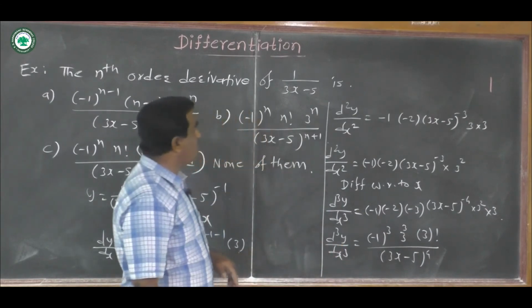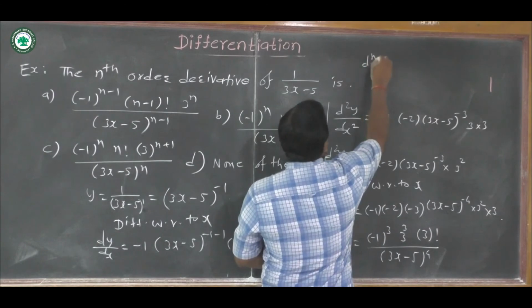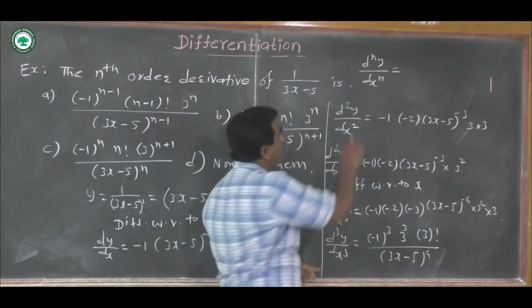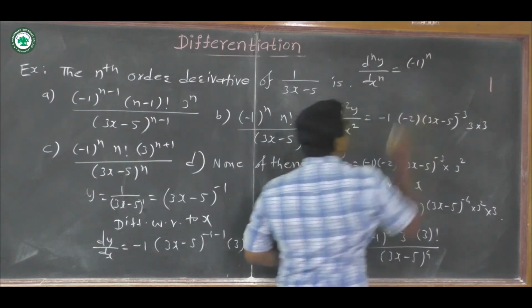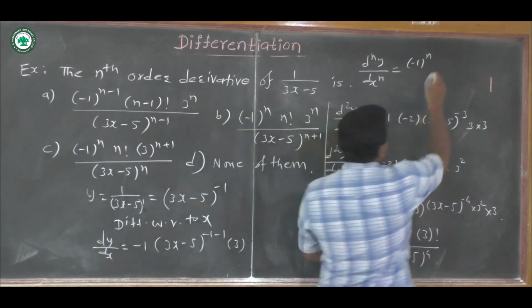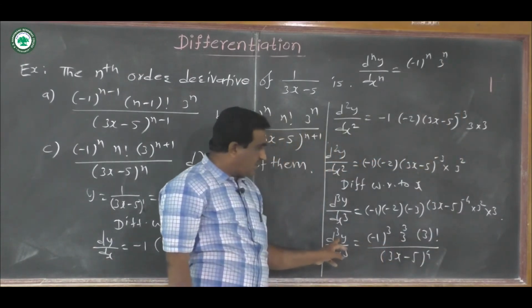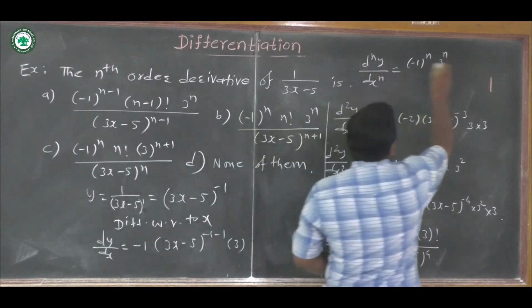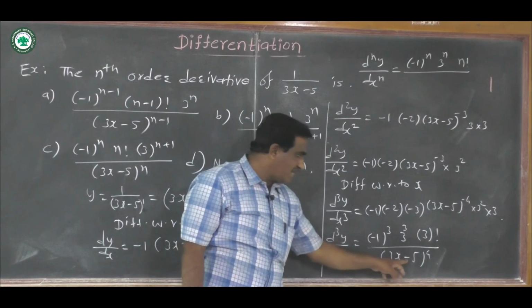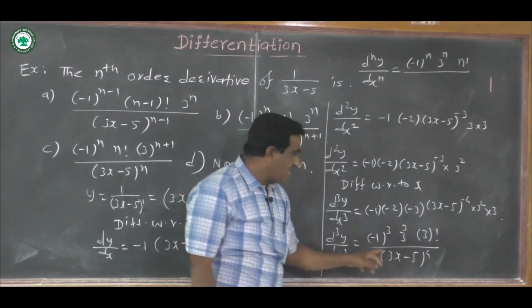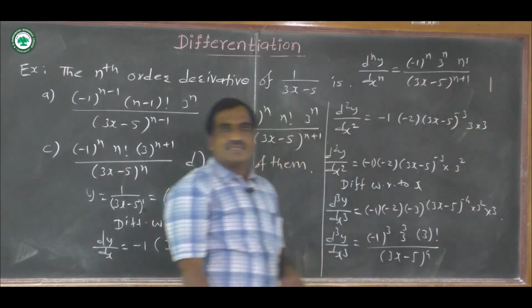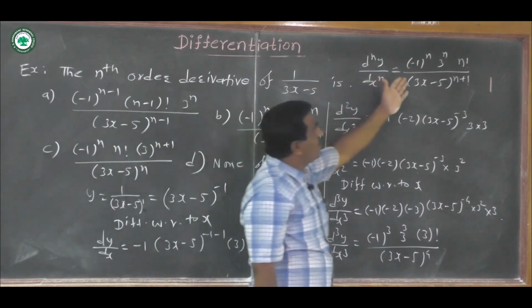Now from this third order derivative, we can write the nth order derivative directly. d^n y by dx^n is equal to minus 1 raised to n, 3 raised to n, n factorial instead of 3 factorial, upon (3x minus 5) raised to n plus 1, since in the third order it was 4, that is 3 plus 1. This is the nth order derivative for the given function.